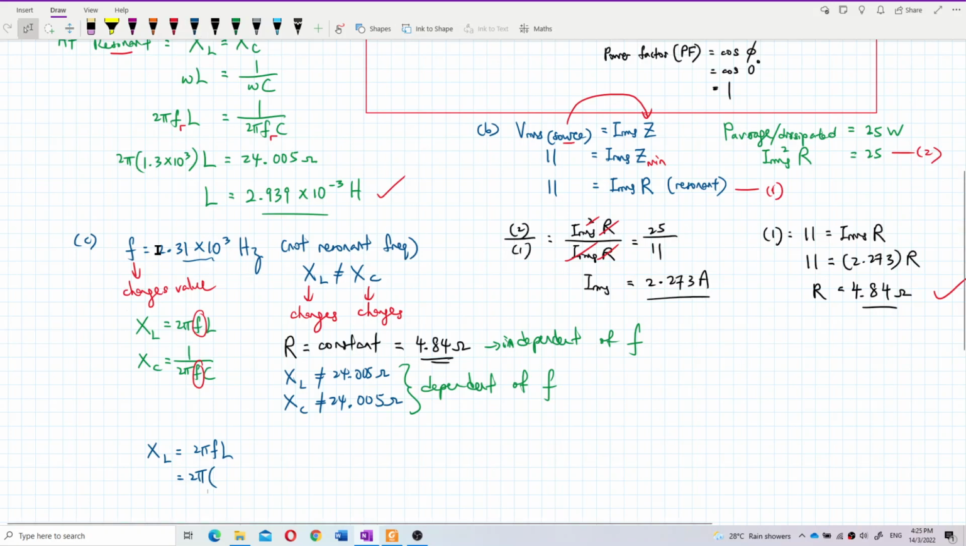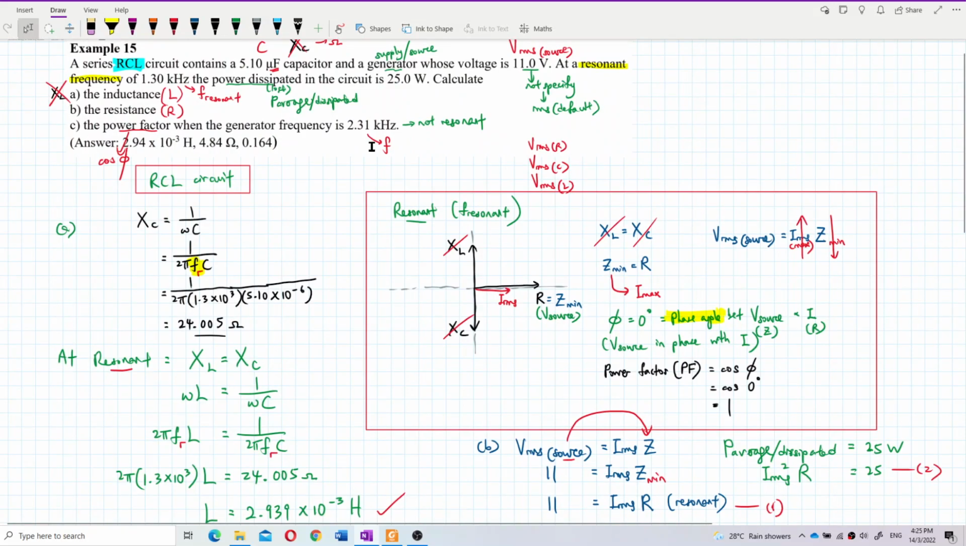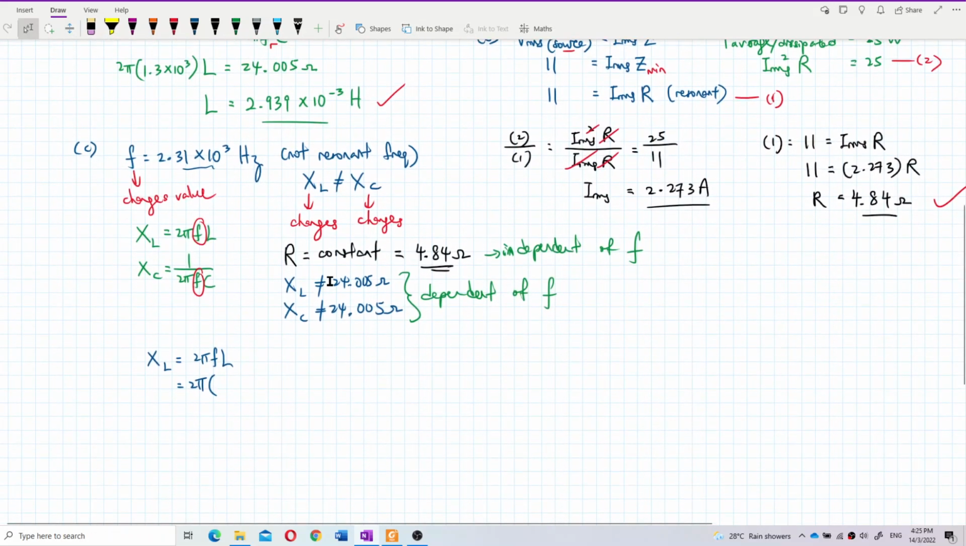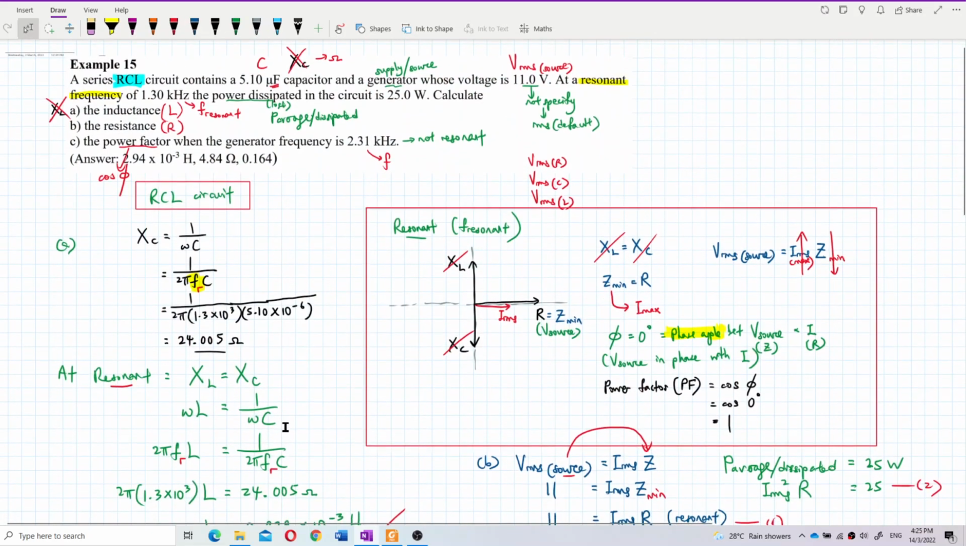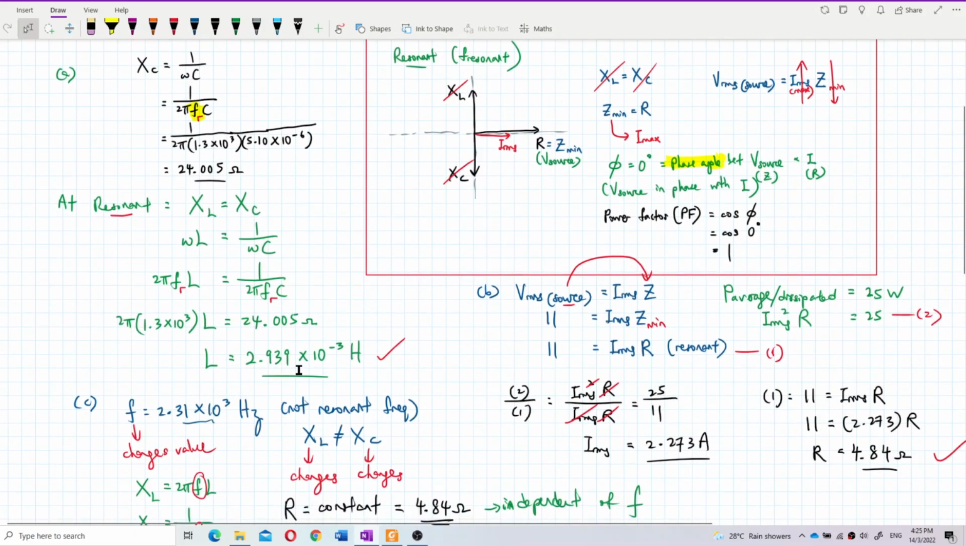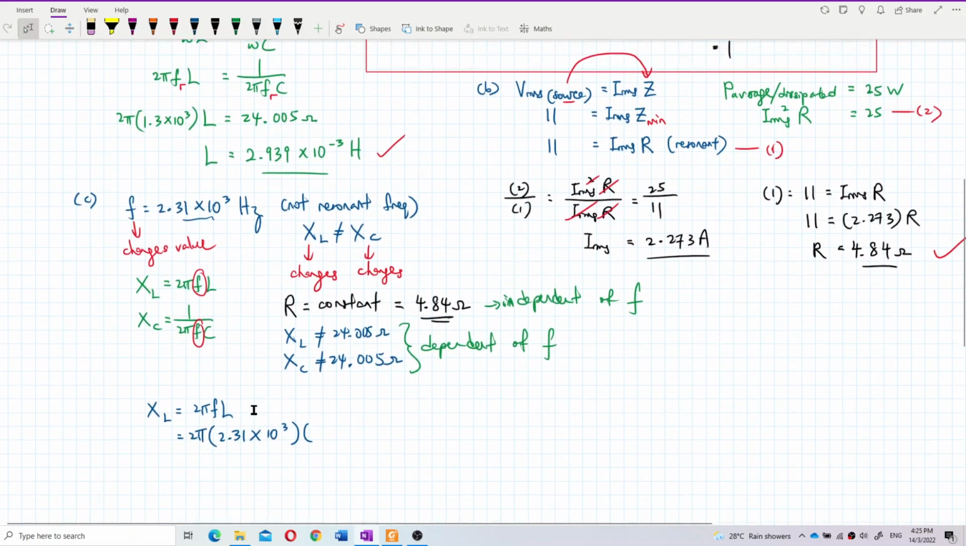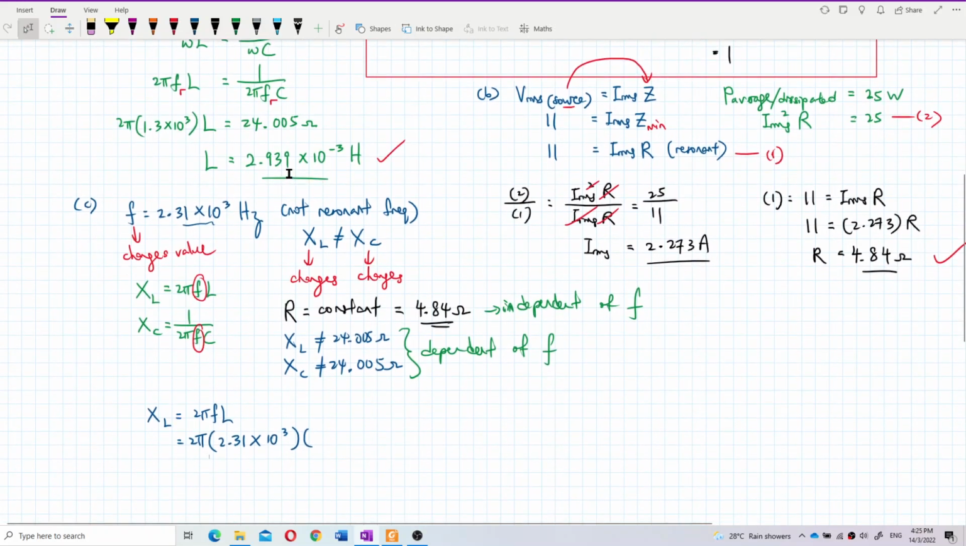The new frequency just now is 2.31 exponent 3, isn't it? Okay, new frequency. The inductor L, what is the inductor L? This one is constant. L is constant, but XL is different. L is 2.939 exponent negative 3. Okay, let's calculate.